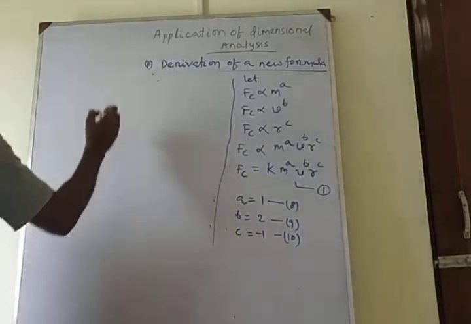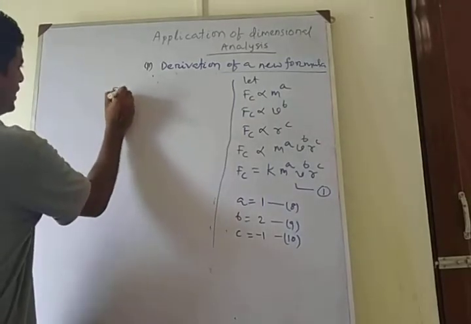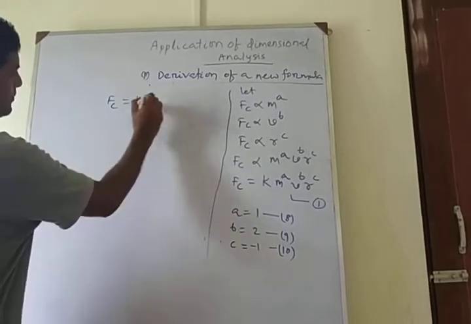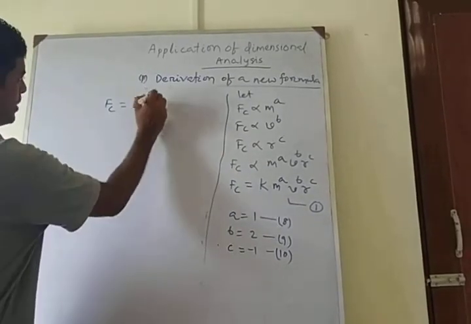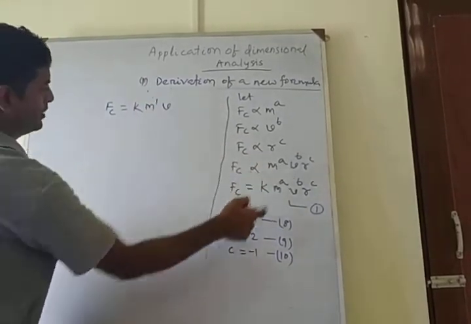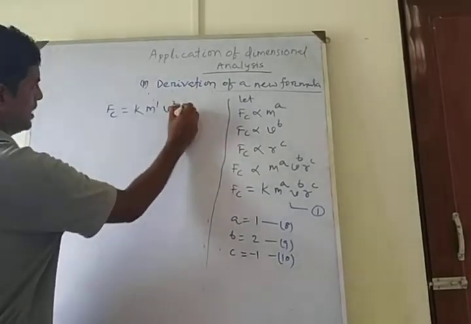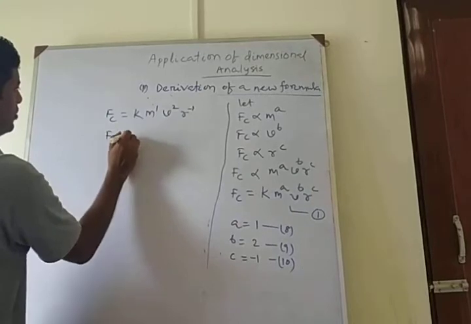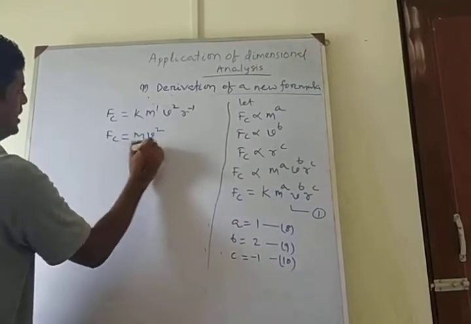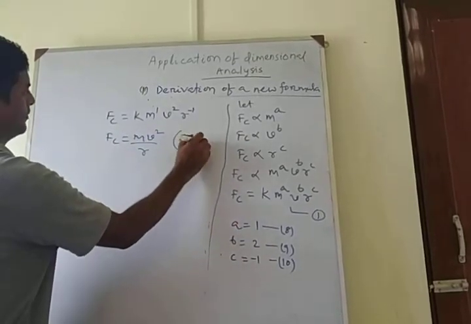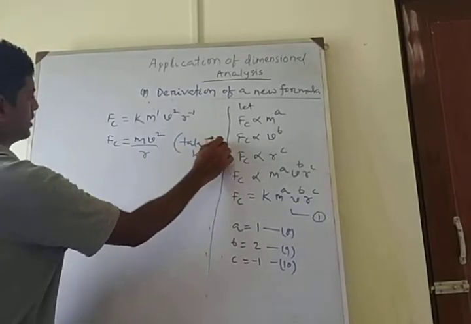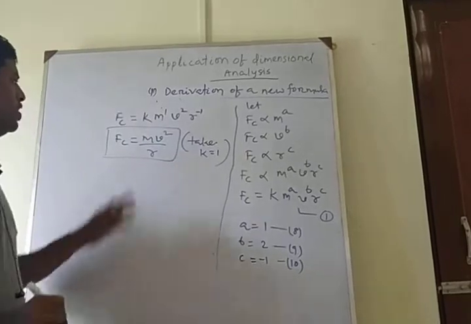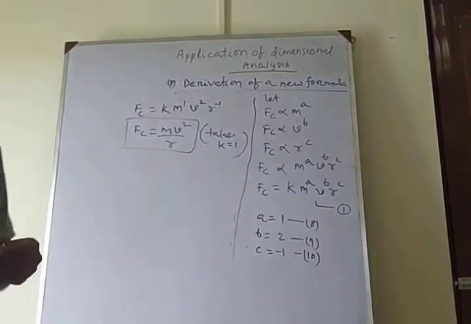So putting 8, 9, 10 in 1, we will get FC equal to, keep that constant as K, M to the power A, that is 1, V to the power B, B is 2, V square, R to the power C, minus 1. So FC equal to MV square by R. I have taken K equal to 1 for convenience. So FC equal to MV square by R. So this is my desired formula.